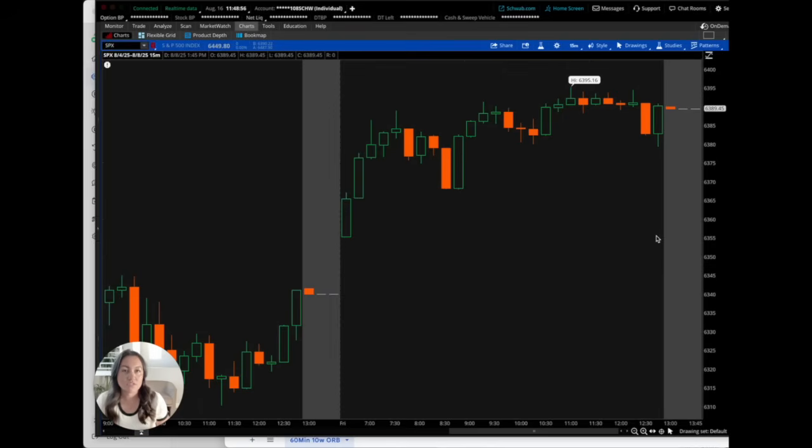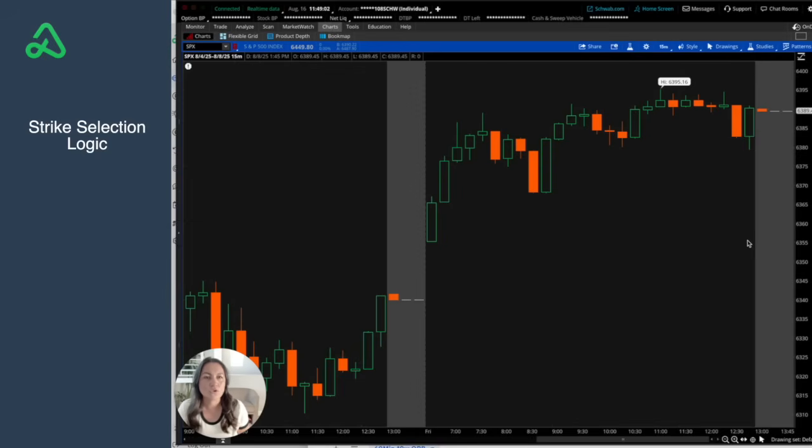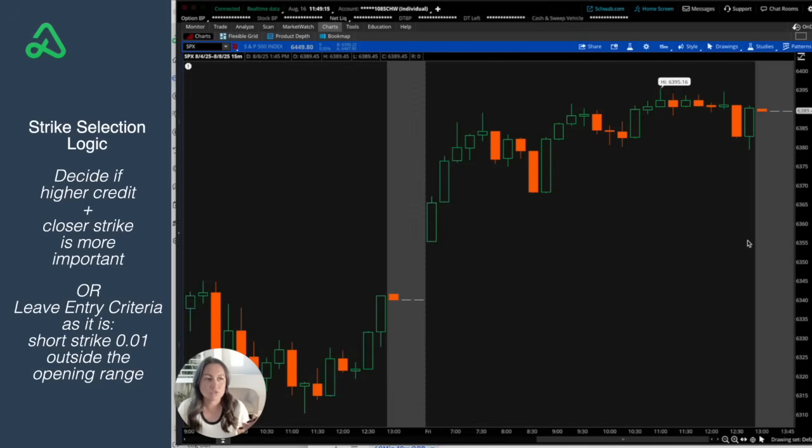Now, this is a decision that I'm still kind of going back and forth about. I don't really know what's more important to me. Is it to get the higher capture, or is it to choose the safer strike? So that's something I'm still toying with. I'm leaning towards I'd rather go with the further out of the money strike despite the lower credit.